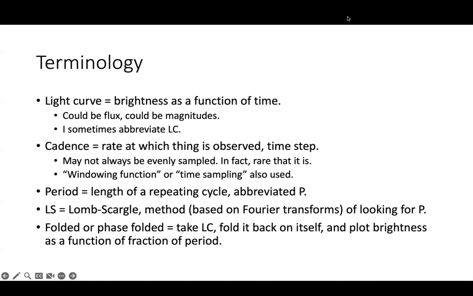The period is the length of the repeating cycle, typically abbreviated P. LS is Lomb-Scargle. That is a method based on Fourier transforms of looking for the period. I'll talk more about that in several slides from now. When I use the term folded or phase folded, that's when you take the light curve and you can imagine sort of like an accordion folding it back on itself. You plot the brightness as a function of the fraction of period, not time, but phase, fraction of the period.